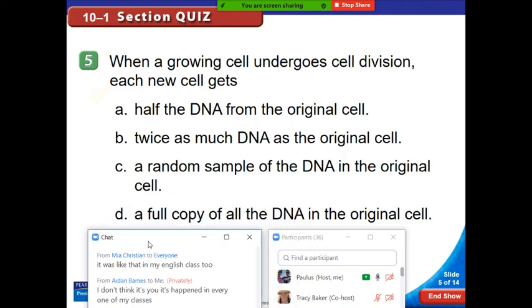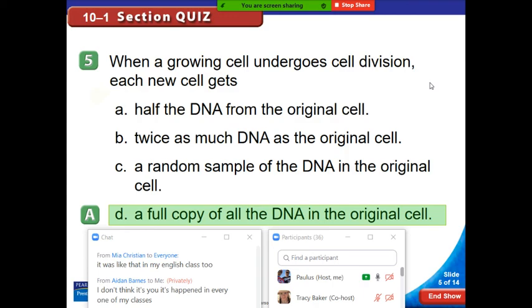It is D, like David. They get a full copy of the cell's DNA, and here's why. Remember, cells do different things, okay? Any cell, it's kind of like you guys as you're growing up. I mean, you can do anything. I mean, cells could be assigned any job in the body.